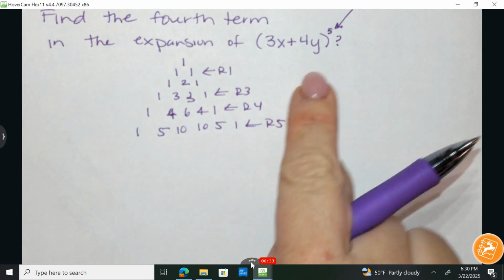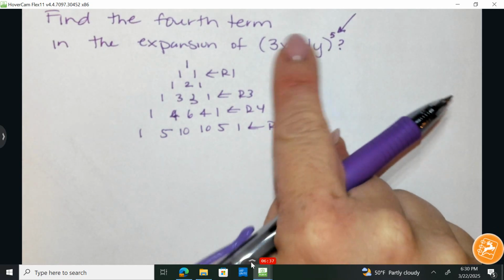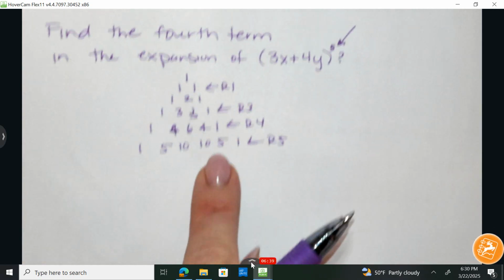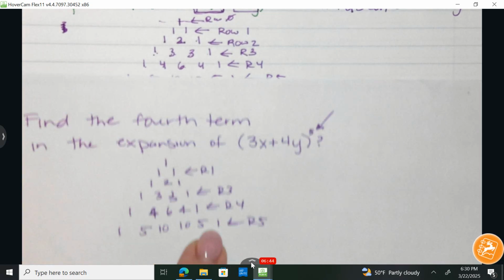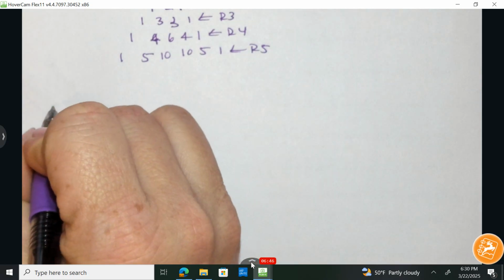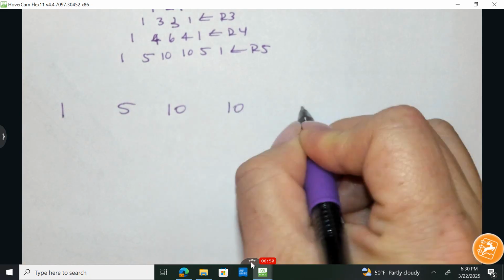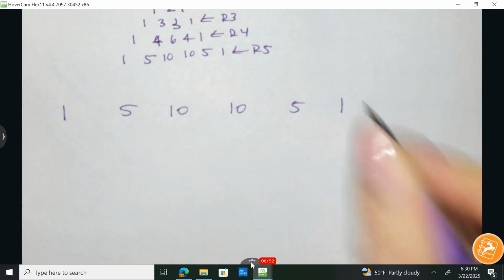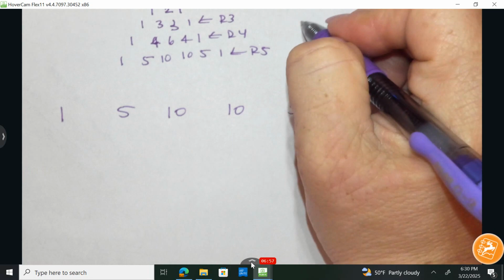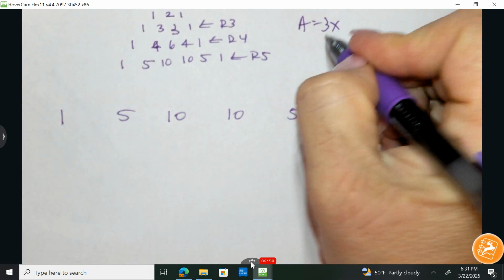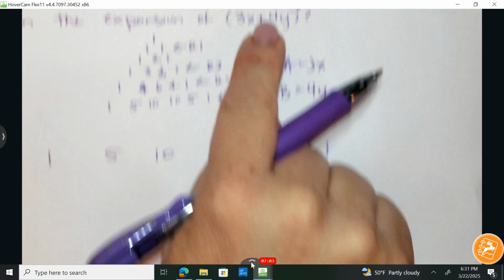Why am I going on to row 5? Because I'm asked to find the 4th term, and this binomial is raised to the 5th power. And you can see that when I come here, I get the exact same thing, 1, 5, 10, 10, 5, and 1. So those help me with my coefficients. And now I'm going to come off to the side. My a is 3x, and my b is 4y. Notice that this time my b value is positive.